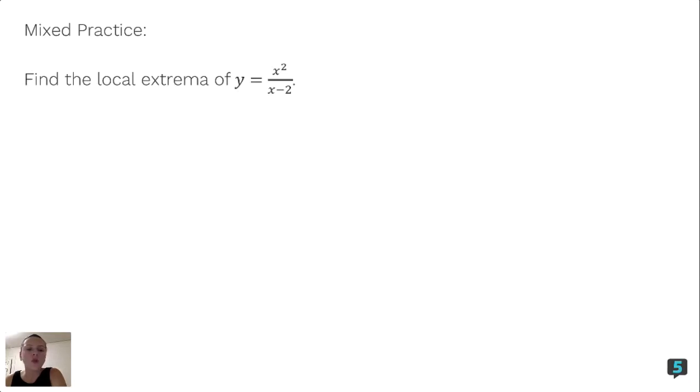What rule are you guys going to use to take the derivative of y equals x squared over x minus 2? Quotient rule, excellent. All right, so when I set up my quotient rule, and you may have seen this if you've seen some other streams, I set this up in a little grid for myself. Again, just a way to keep myself organized.